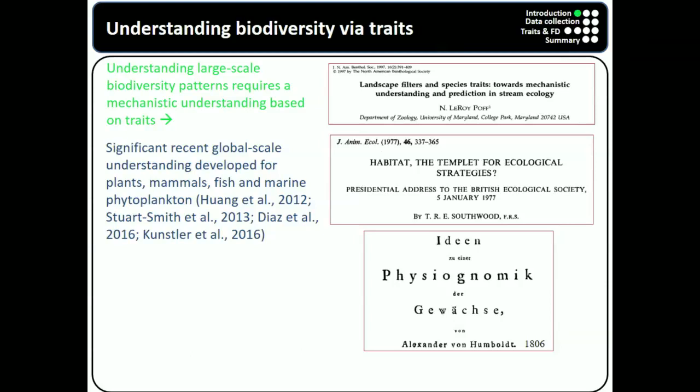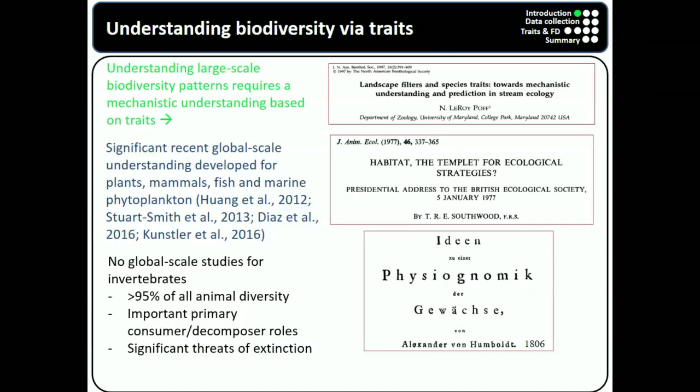But through the course of this study, we've not really found any evidence yet for global scale studies for invertebrates focusing on traits and similarities or otherwise in their patterns. So if anybody knows of any, please inform me and then we can work this in as we write this up. But this is really important because invertebrates account for over 95% of all the animal diversity on Earth. They play really significant roles as primary consumers or decomposers, and they're at significant threat of extinction. There was a ZSL report out last year, I think, which really brought this into focus.